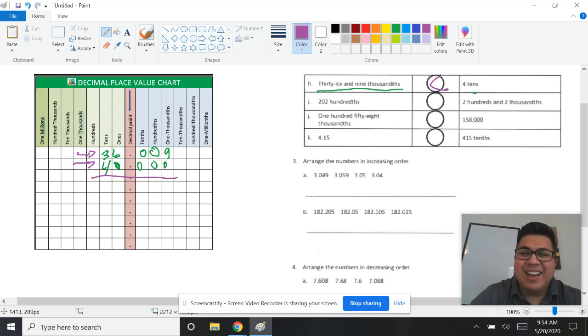Let's look at some other ones. We have to arrange these numbers in increasing order. Increasing means they're getting bigger. So you have to start with the smallest number, put your smallest number here, and go up to your biggest number. Again, the best way to do this is just to plug it into your place value chart and figure out which one's bigger. Always start to the left to figure out which one's the biggest number. Good luck with this.